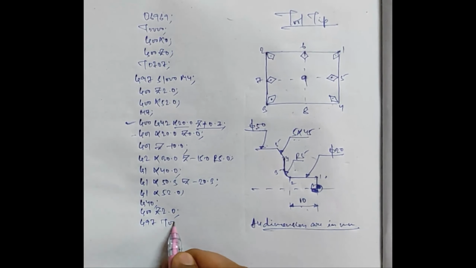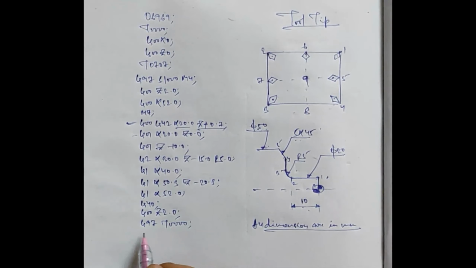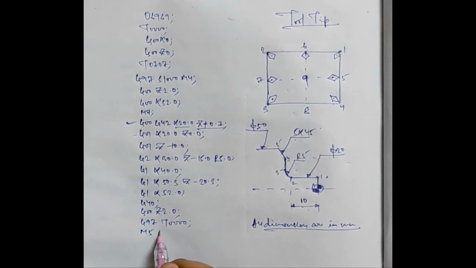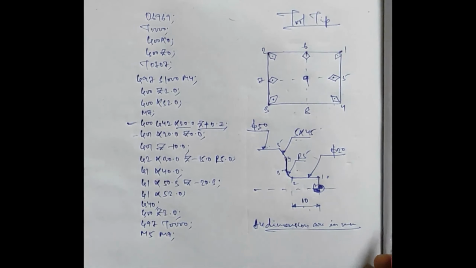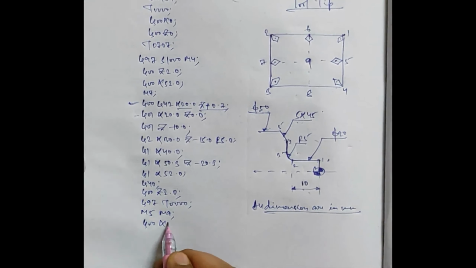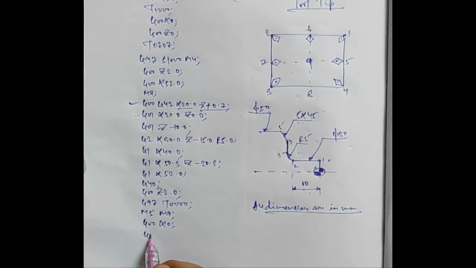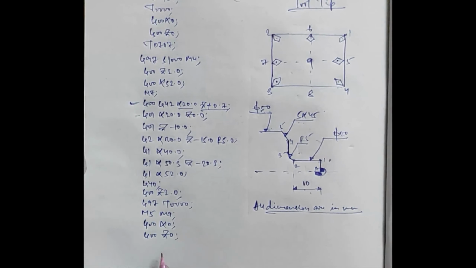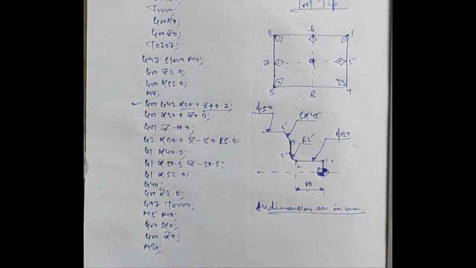G97, T00, M5 M9, and G00, G00 M30. Okay.